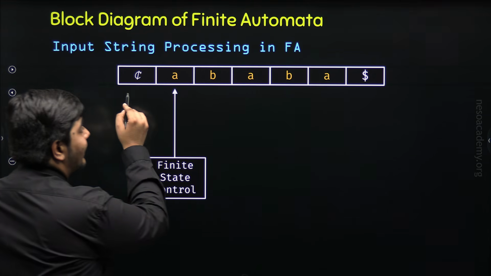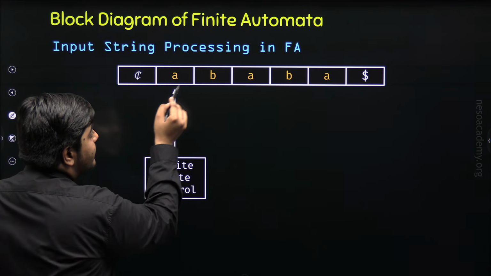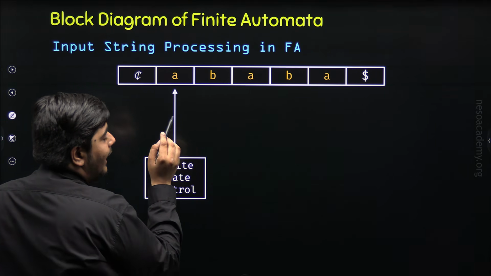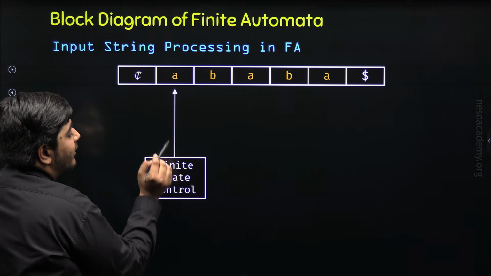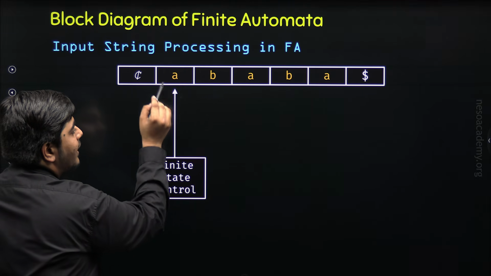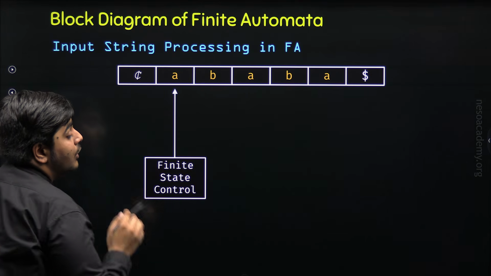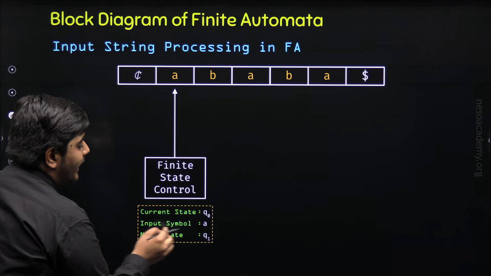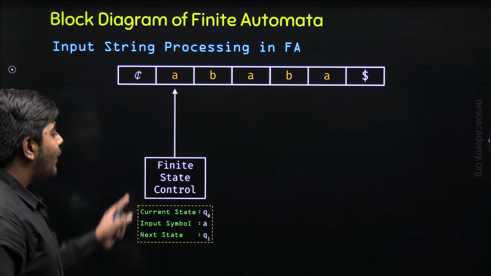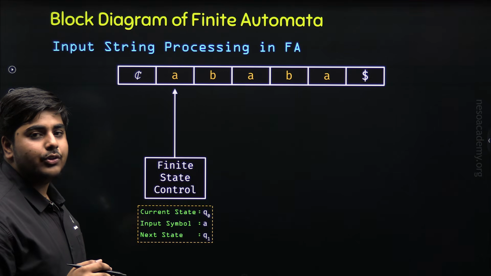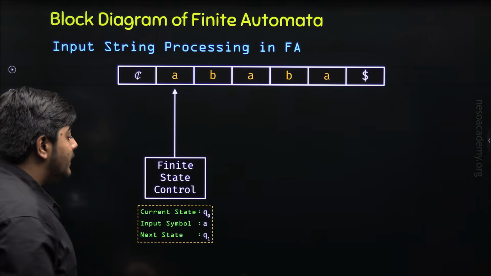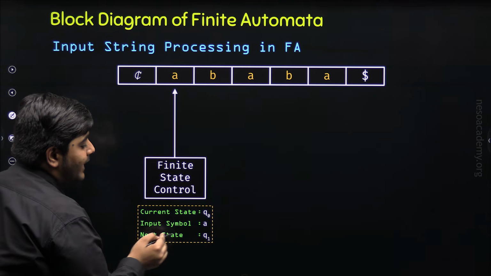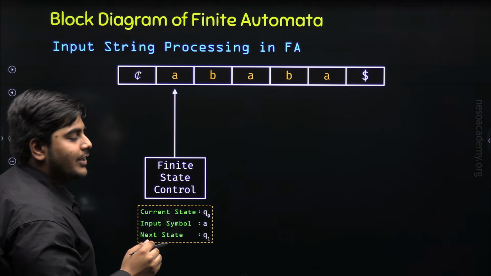Here you can see that in this finite input tape, each symbol of the input string is stored separately in different squares. And now our finite state control and the reading head are pointing towards the very first symbol of the string, that is A. So assume that we are on the initial state, that is Q0, and the input symbol is A. Now, finite state control will apply the transition rule, and let's assume we will reach the state Q1 after processing the symbol A. So, our next state will become the current state for the second iteration.